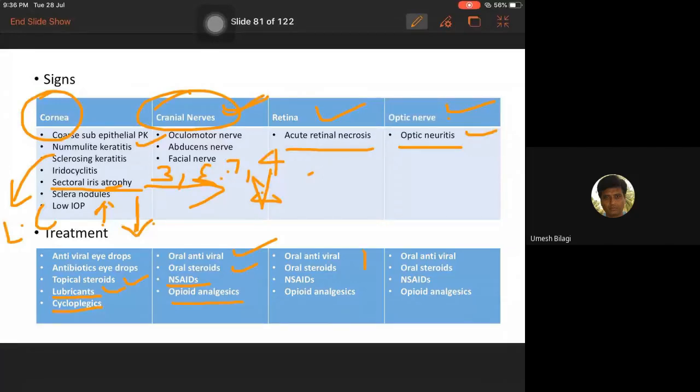Okay. Along with this, you need to start the patient on IV steroids. Okay. Similarly, for an optic nerve involvement, you need to start the patient on IV steroids. Okay, methylprednisolone.